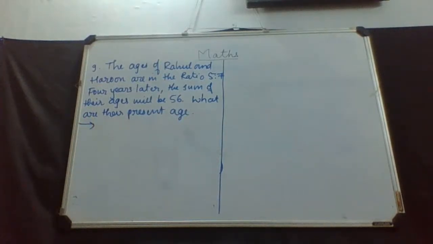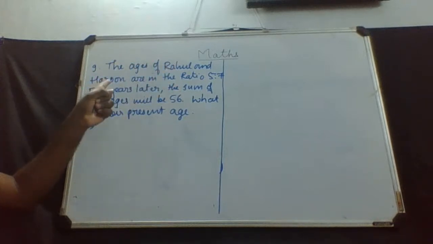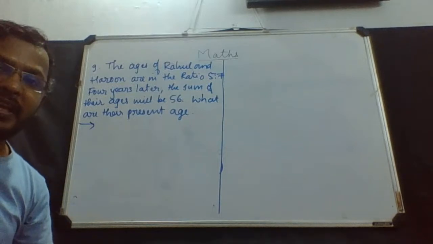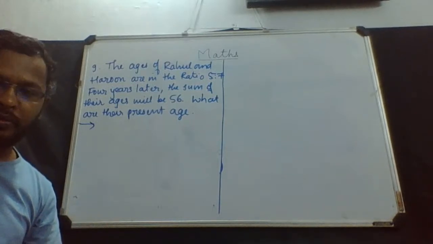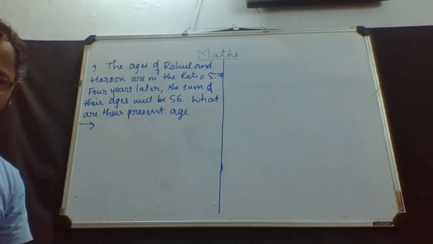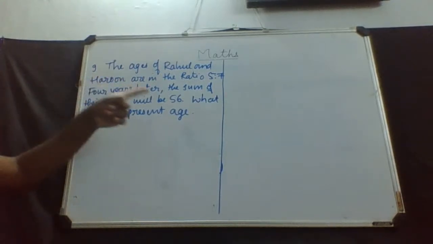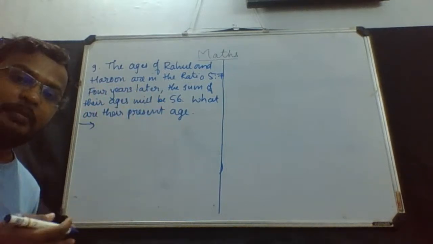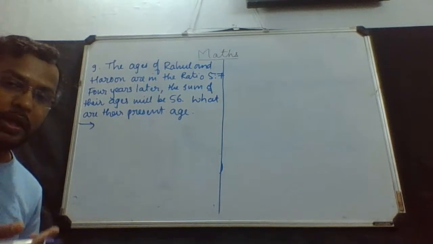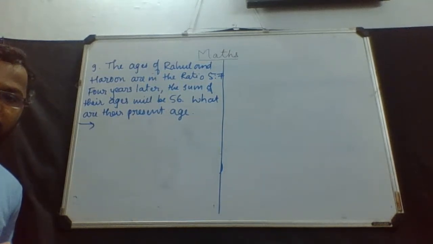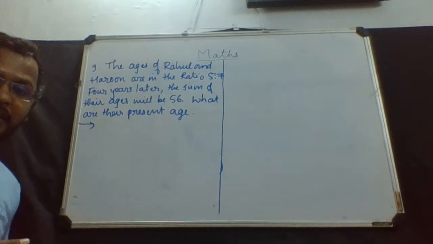Okay, this is the question. The ages of Rahul and Arun are in the ratio 5 is to 7. So these are their present ages. They are in the ratio of 5 is to 7. And after 4 years, if we add their ages, the sum is becoming 56. So now what they are asking you is to find the present ages.